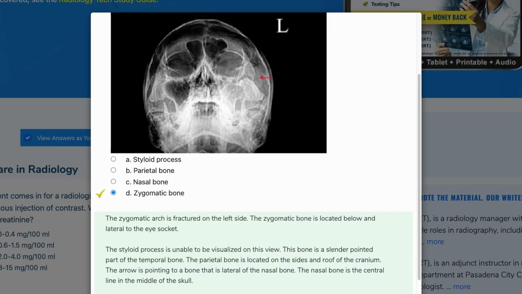The zygomatic bone is located below and lateral to the eye socket. The styloid process is unable to be visualized on this view. This bone is a slender, pointed part of the temporal bone. The parietal bone is located on the sides and roof of the cranium. The arrow is pointing to a bone that is lateral of the nasal bone. The nasal bone is the central line in the middle of the skull.